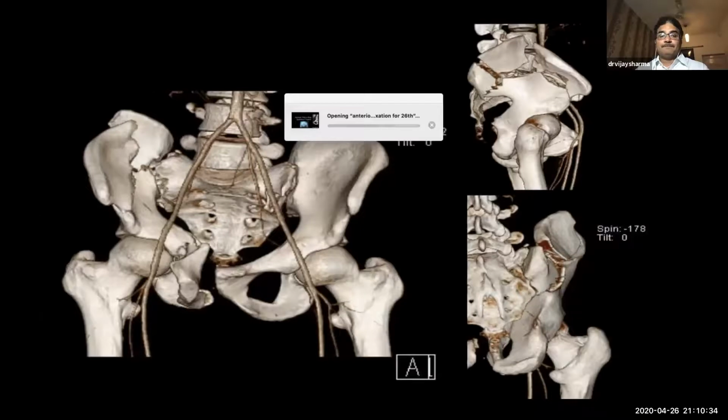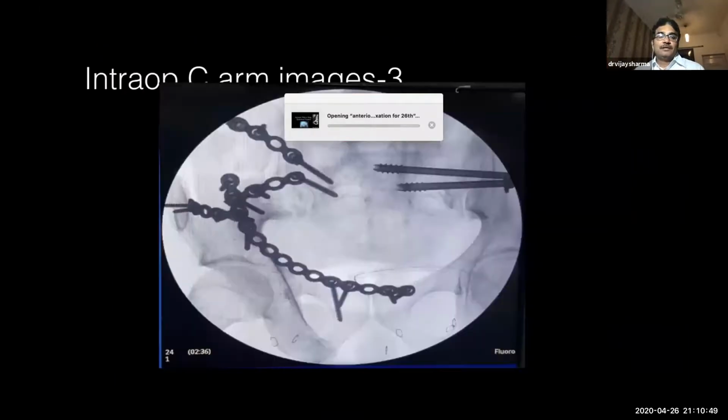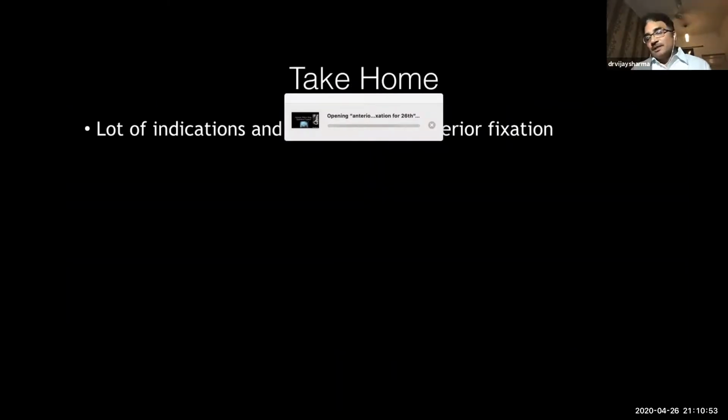And in this one, you can see the pubic symphysis. You can see the fractured portion coming out. It was just subcutaneous, lateral. You can see from the slide that the rectus is not detached from any place, and this kind of fixation can be done. Anterior fixation for the ramus and the tilt fracture. So, take home: there are a lot of indications in rotationally unstable as well as vertically unstable patients, and there is a huge advantage of anterior fixation. It is definitely better than external fixation.